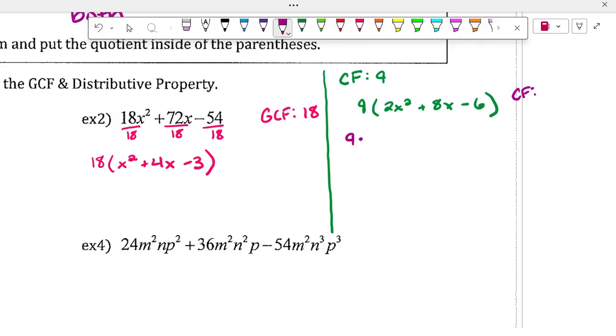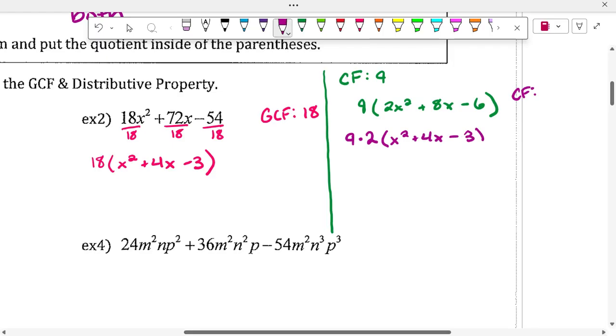So when you do that, you multiply it to the already 9 outside. So that'll give you the x squared plus 4x minus 3. Clean it up a little bit. 9 times 2, that's 18. So it does happen occasionally where if you pick the wrong number or you don't go high enough, that happens. It doesn't mean you have to start over. It just means you got to take another thing out and multiply it to what you already have outside. All right? Does that make sense to everyone?